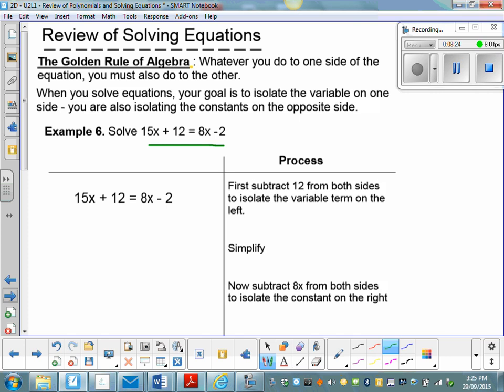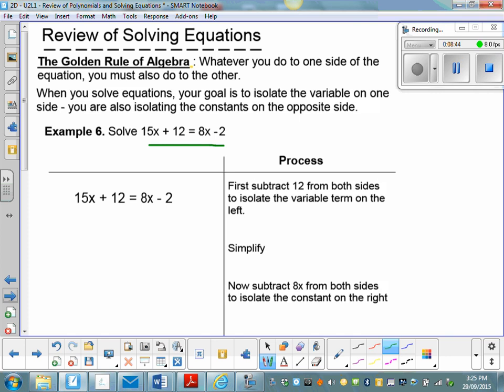And I've got the process written on the side here so you can follow along. First thing I'm going to do is I really want to collect the x's on the left side here and the constants on the right side. I could do the opposite, but often we like to collect the variables on the left side.